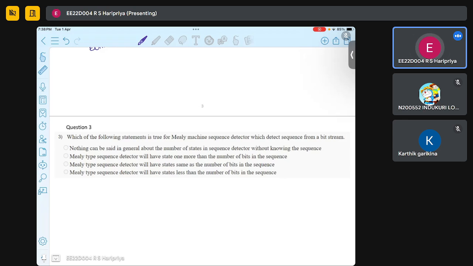Next question, which of the following statement is true for Mealy machine sequence detector, which detects sequence from a state? Mealy, we have the same number of states as the number of bits because in a sequence detector, say third sequence, we have detected the sequence. Directly in that entry, we can give the output. So, Mealy has the same number of states.